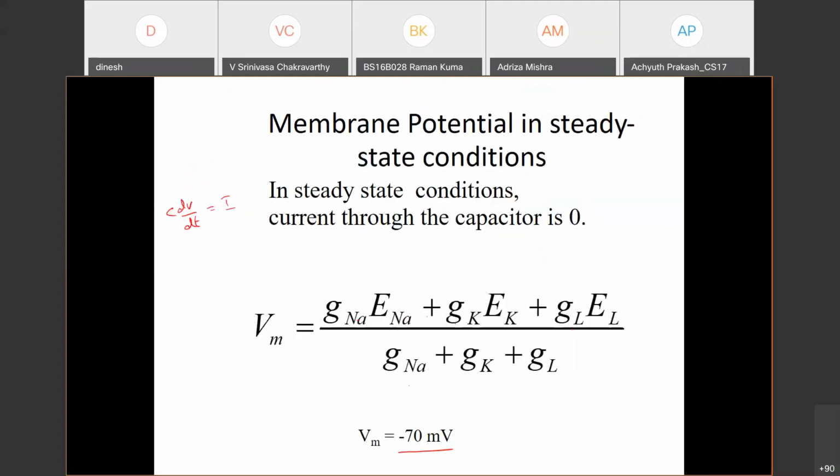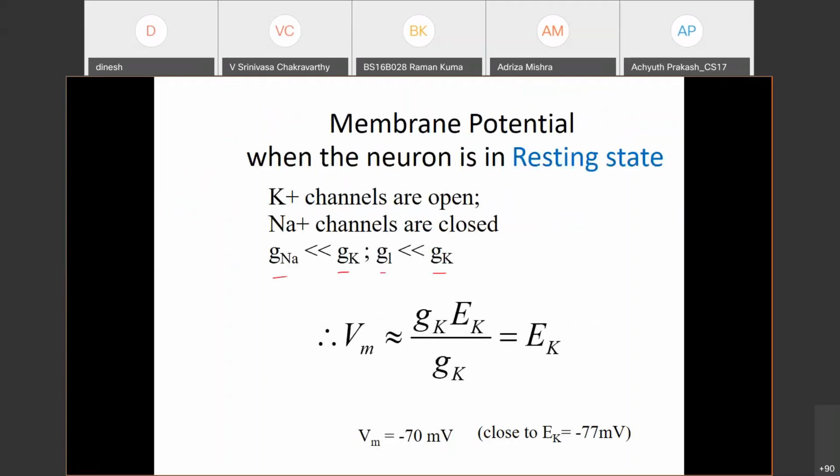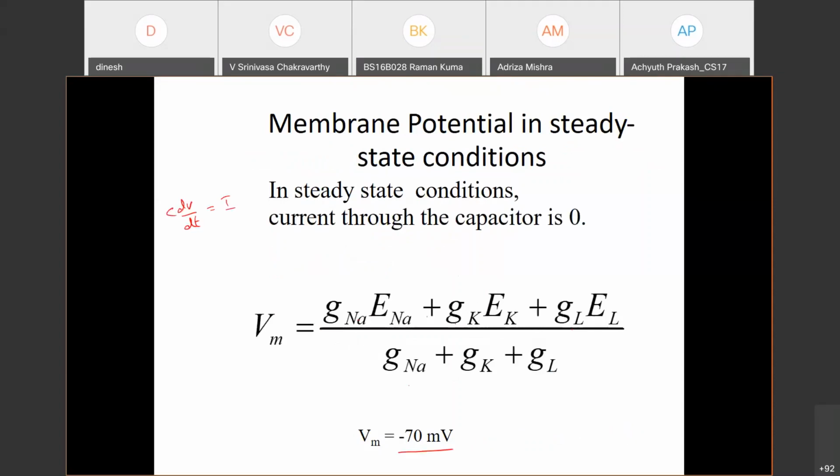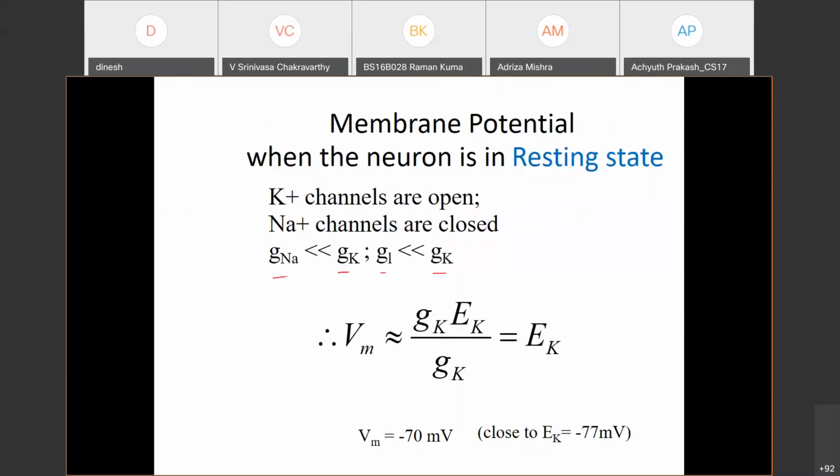Then you can show very easily that Vm is given by this formula. Now consider a case where mostly potassium channels are open and sodium channels are closed. Then GNa is much less than GK, and GL is much less than GK. If you plug it into this formula, as we have seen in the last class, you get Vm approximately equal to GK EK by GK, which is equal to EK.